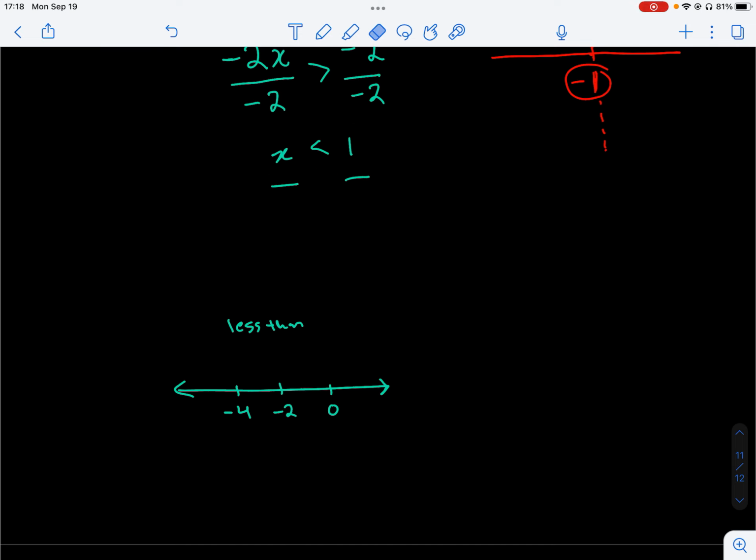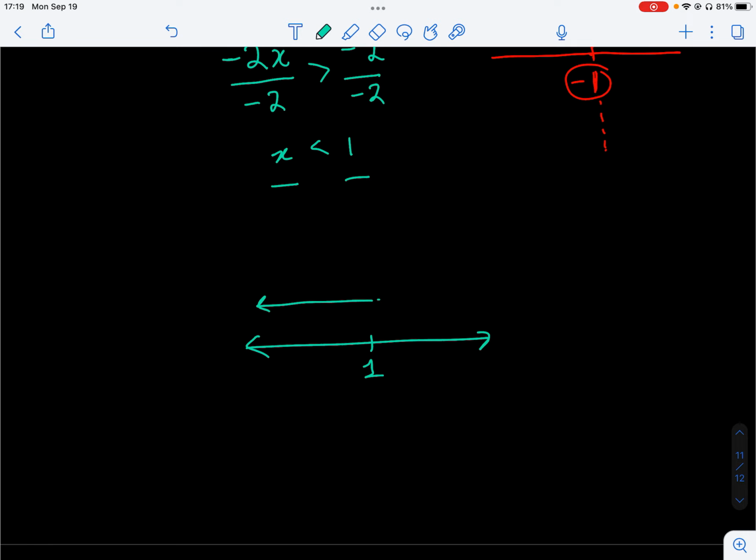So imagine if I go to my number line, I'm going to draw a new one perhaps. I still have this number 1, but you have to consider the numbers that are less than 1 and the numbers that are greater than 1. And of course, this number 1 in and of itself.